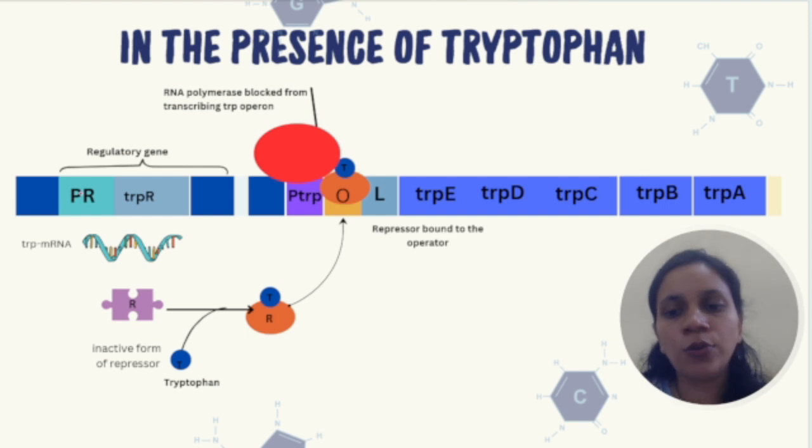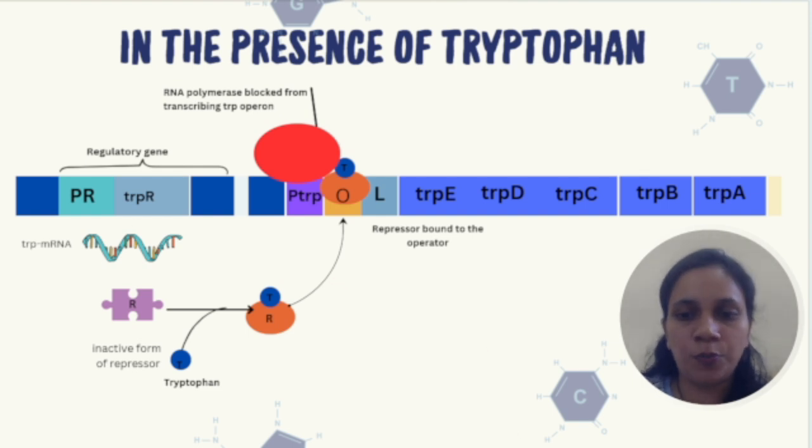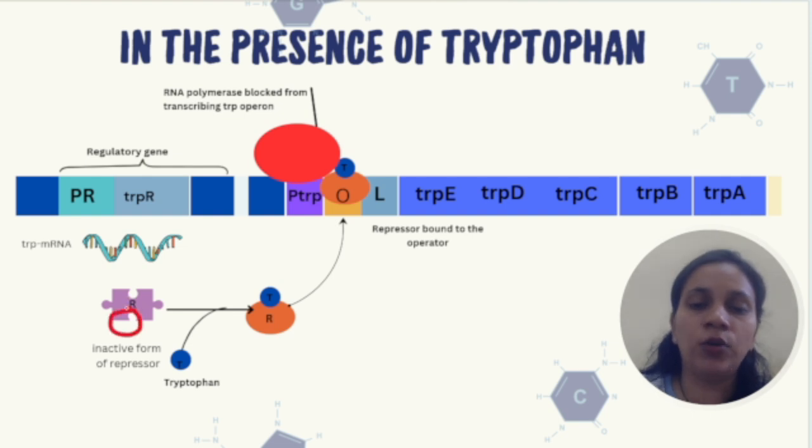So the E. coli is going to sense the presence of tryptophan in its surrounding medium wherever it is growing. So quickly it knows that, okay, tryptophan is already present in my surrounding area. Why should I invest my energy in biosynthesizing it? So let's use what is available to me. So this inactive form of repressor will be there, and the tryptophan present over here is going to bind onto this inactive repressor.